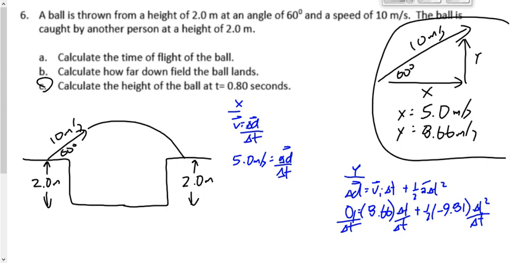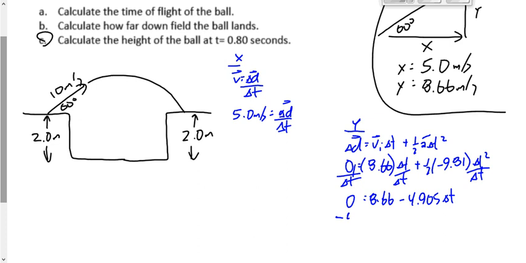So 8.66 times 1 is 8.66. Half times negative 9.81 is negative 4.905. What's T squared divided by T? T. So it becomes 0 is equal to 8.66 minus 4.905 times T.